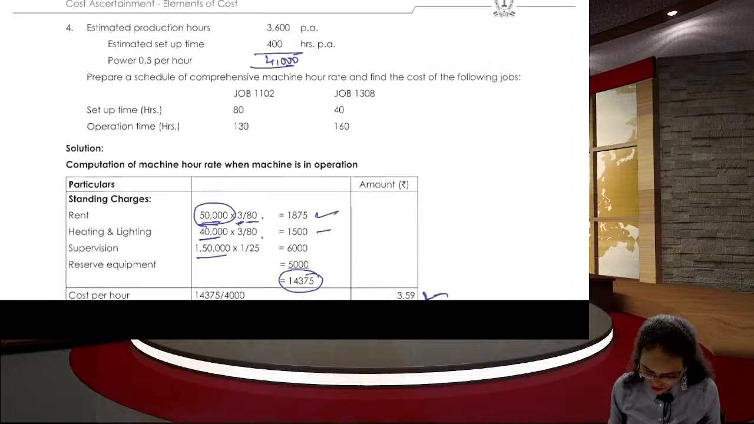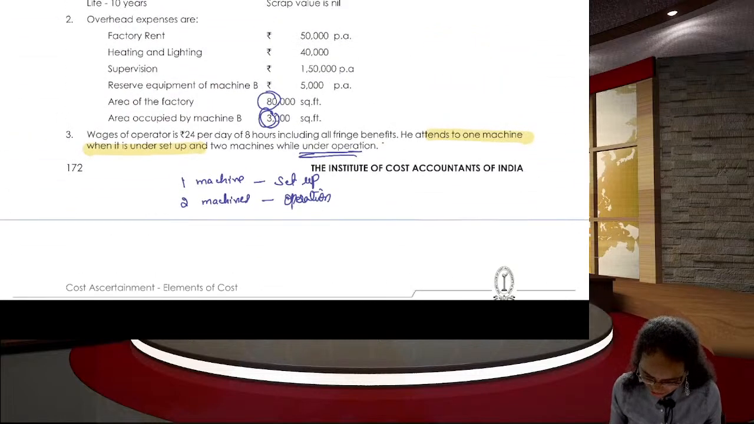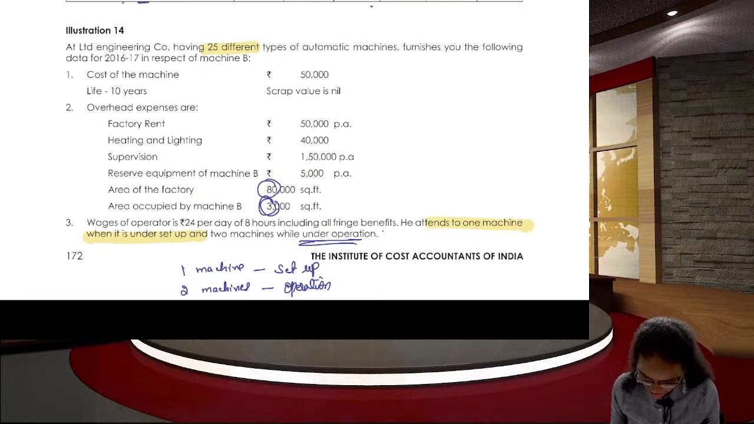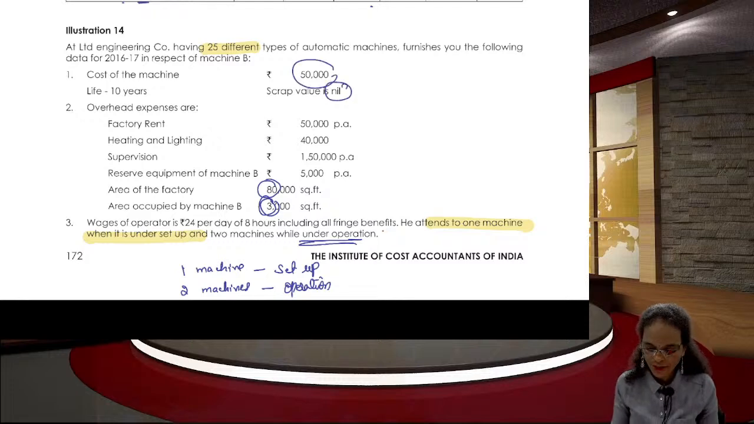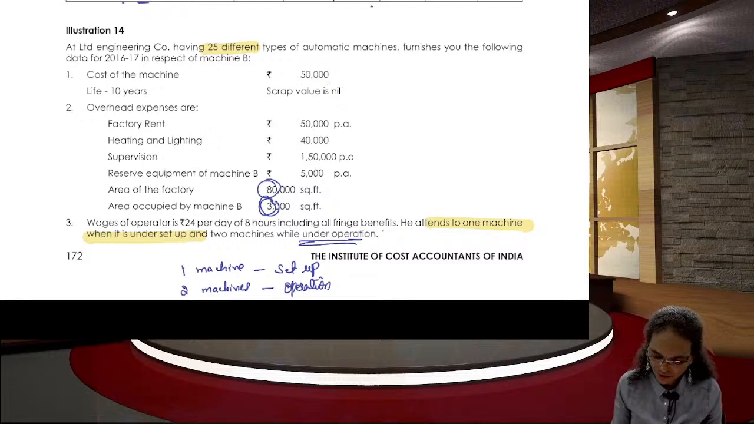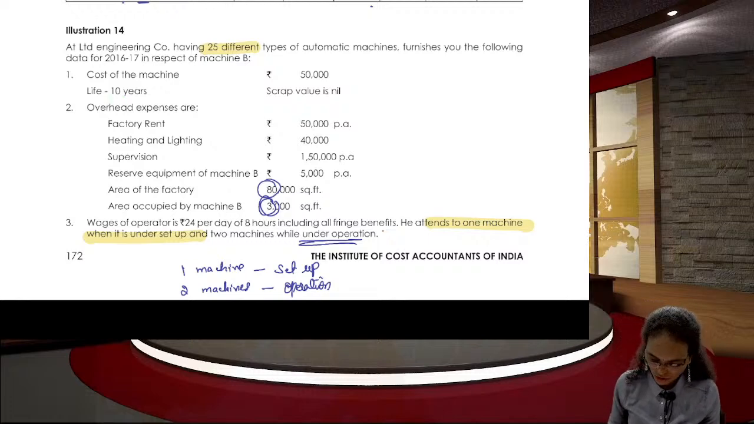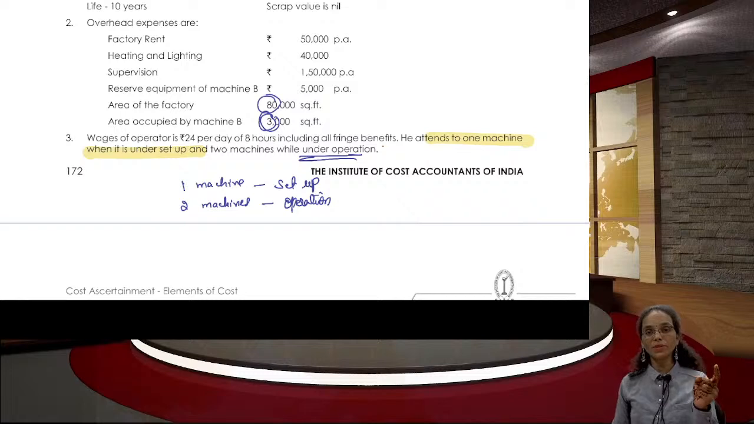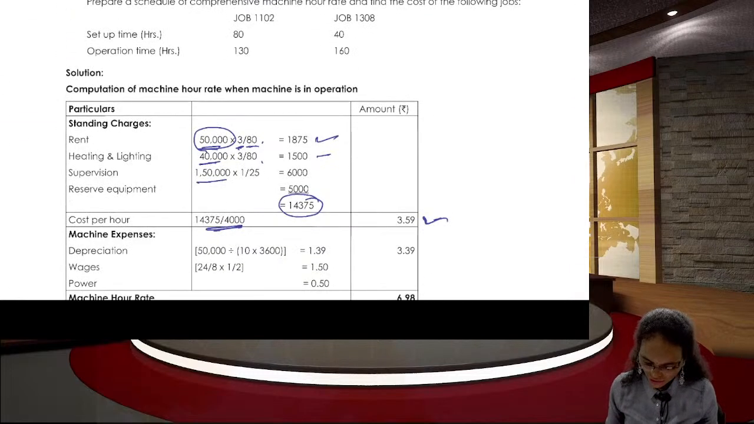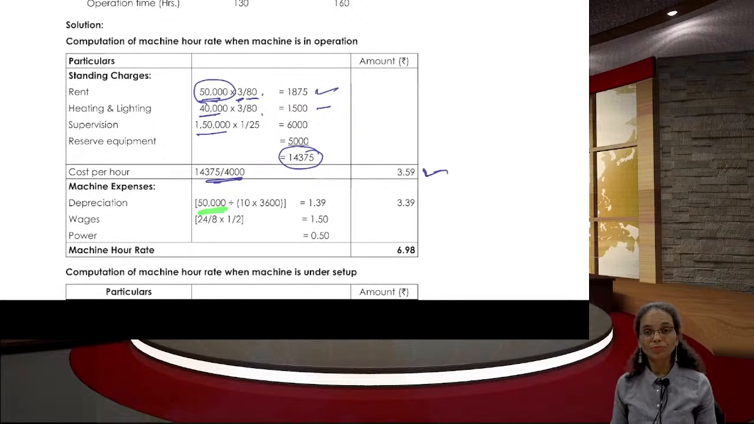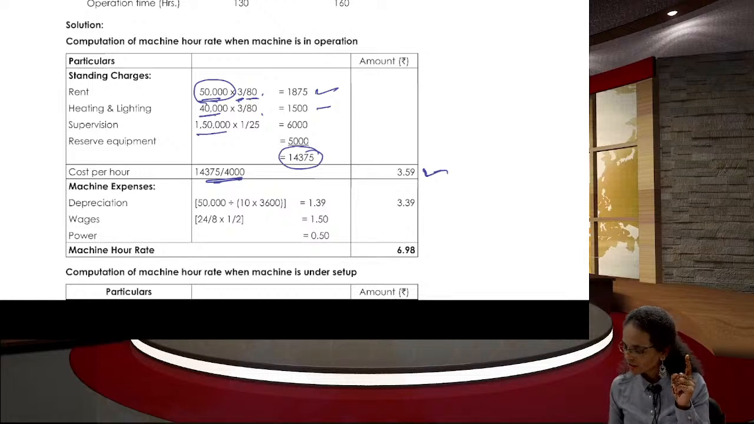Coming to the depreciation. Depreciation 50,000, where is the depreciation? 50,000, scrap value nil and 10 years life. 50,000 divided by 10 years, 5,000. So 5,000 is the depreciation per year. The cost of the machine, one machine, right? It is running for the 10 years. So you will get 5,000 per year.